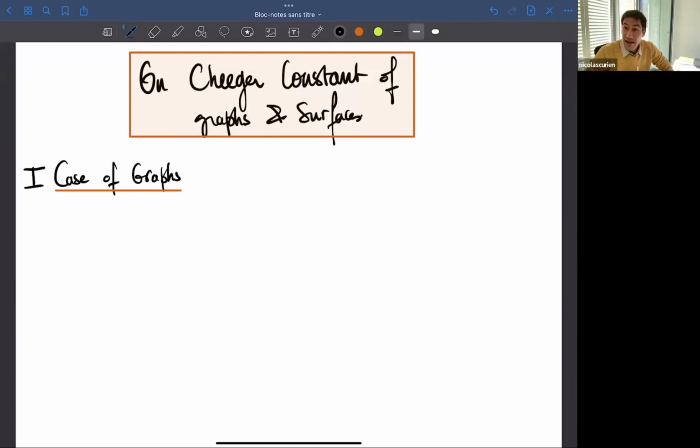So the goal is to tell you a few things about some well-known geometric objects, which are the Cheeger constant of graphs and surfaces. This is inspired by work I did last year with Thomas Budzinski, who is CNRS at École Normale Supérieure de Lyon, and Bram Petri, who is assistant professor at Paris-Saclay, now Sorbonne Paris University.